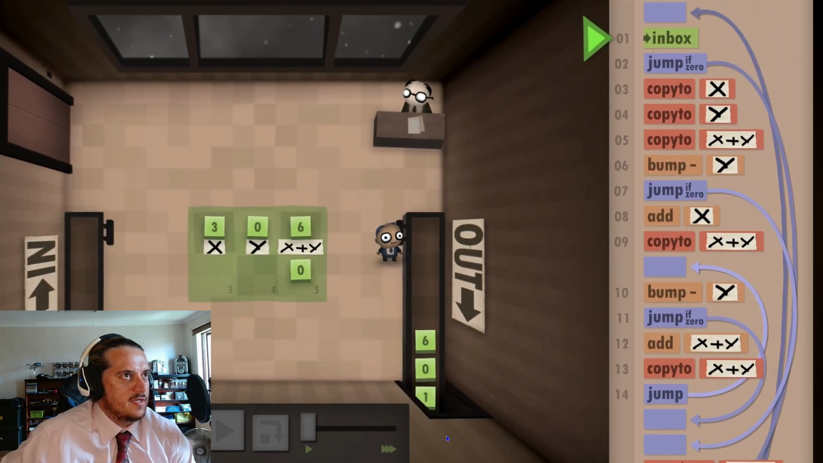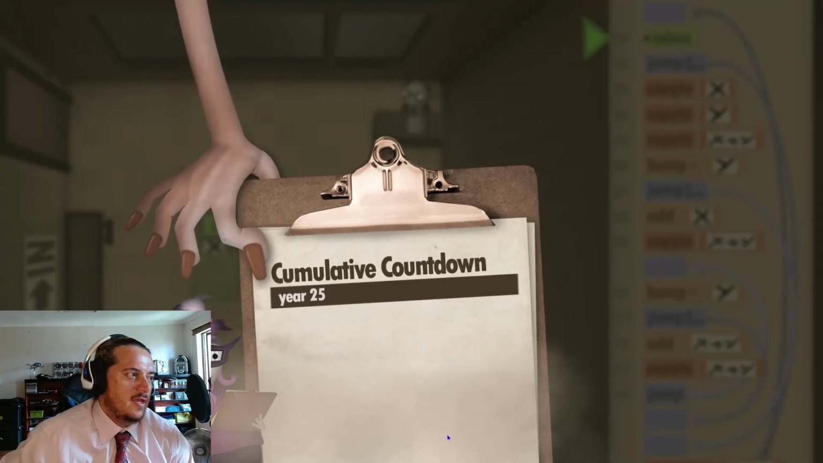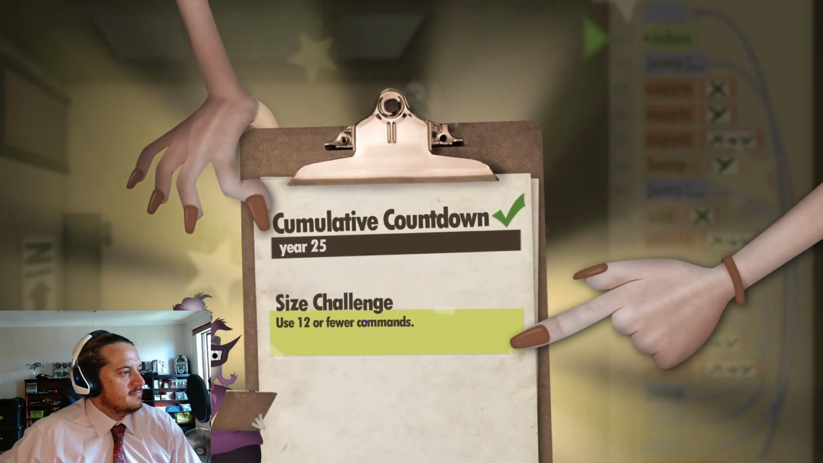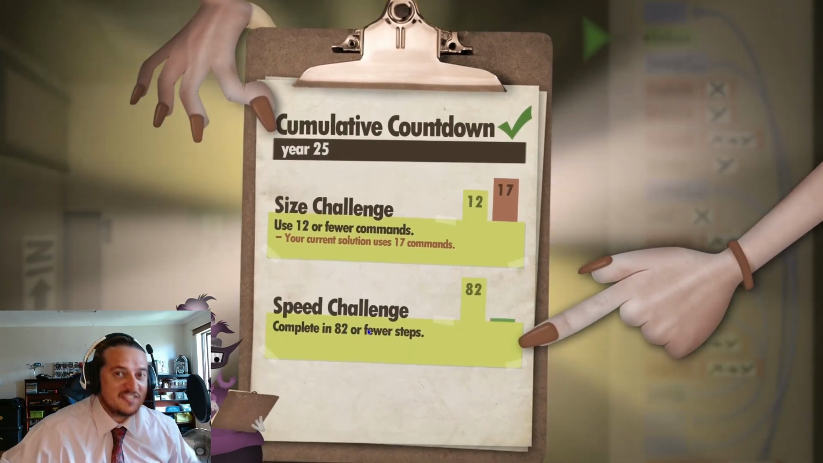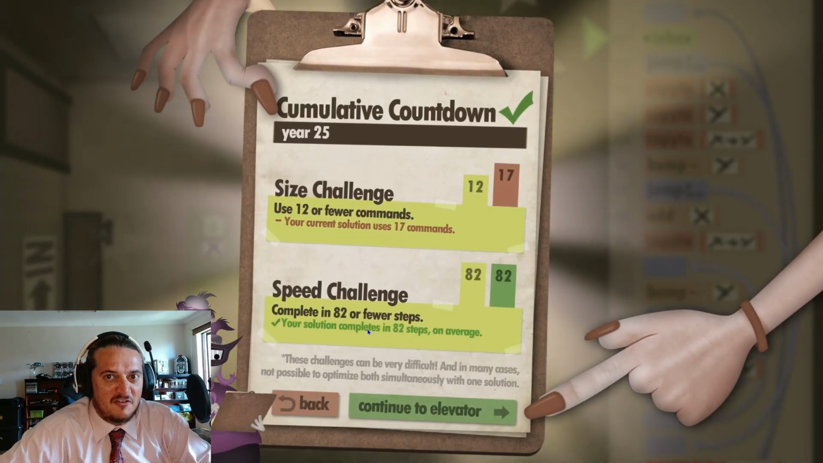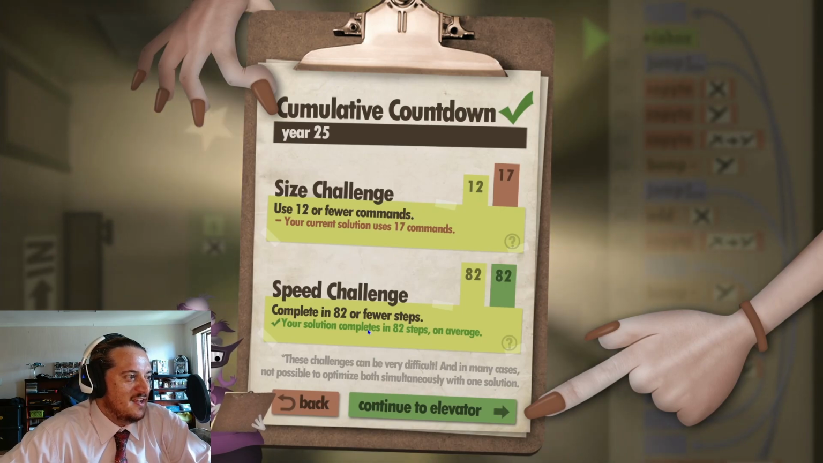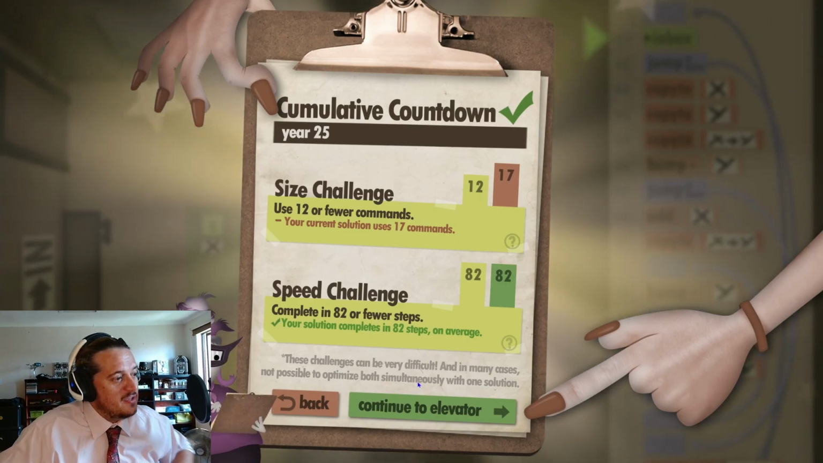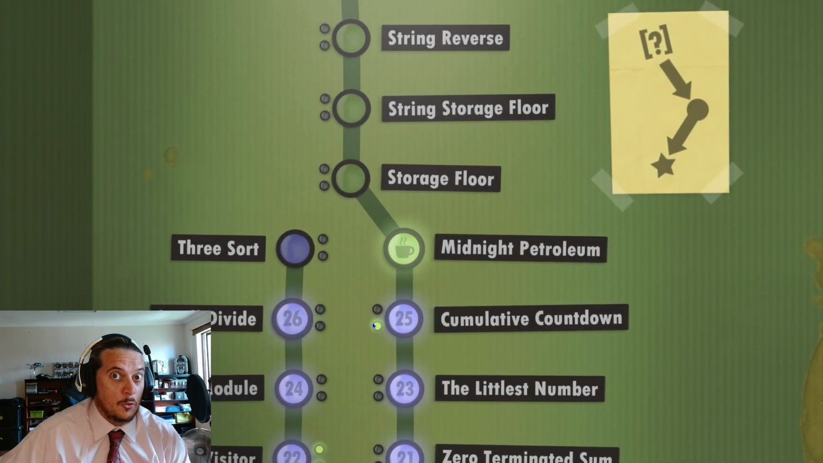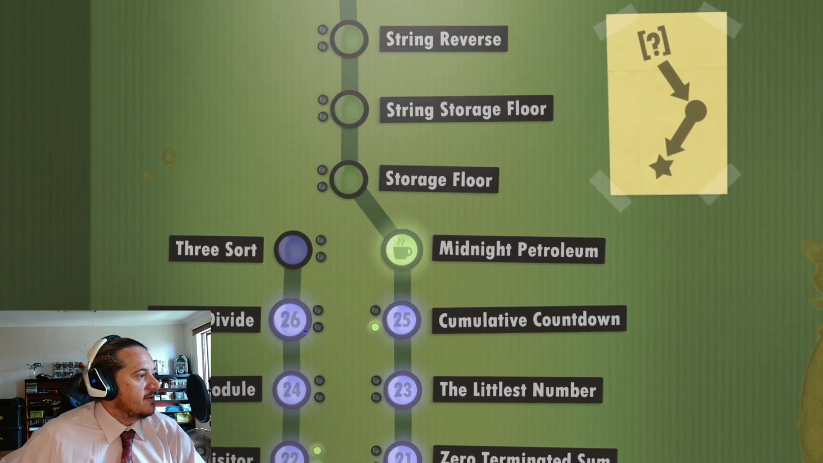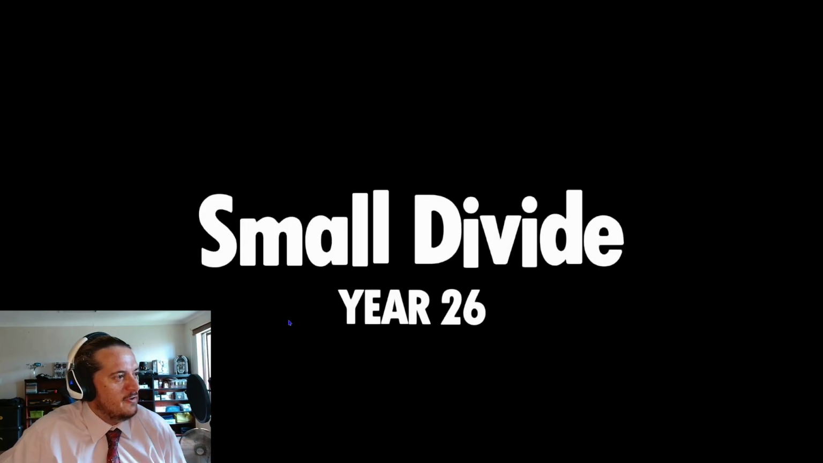See, it works. Are you happy? Yeah, you happy. 17. I'm not setting any records here. They're asking for 12 steps, I got 17. But my solution completed 80 steps, so that's not too bad. I can always, if I really want to, do some Googling and see how other people did it. But for now, onward.